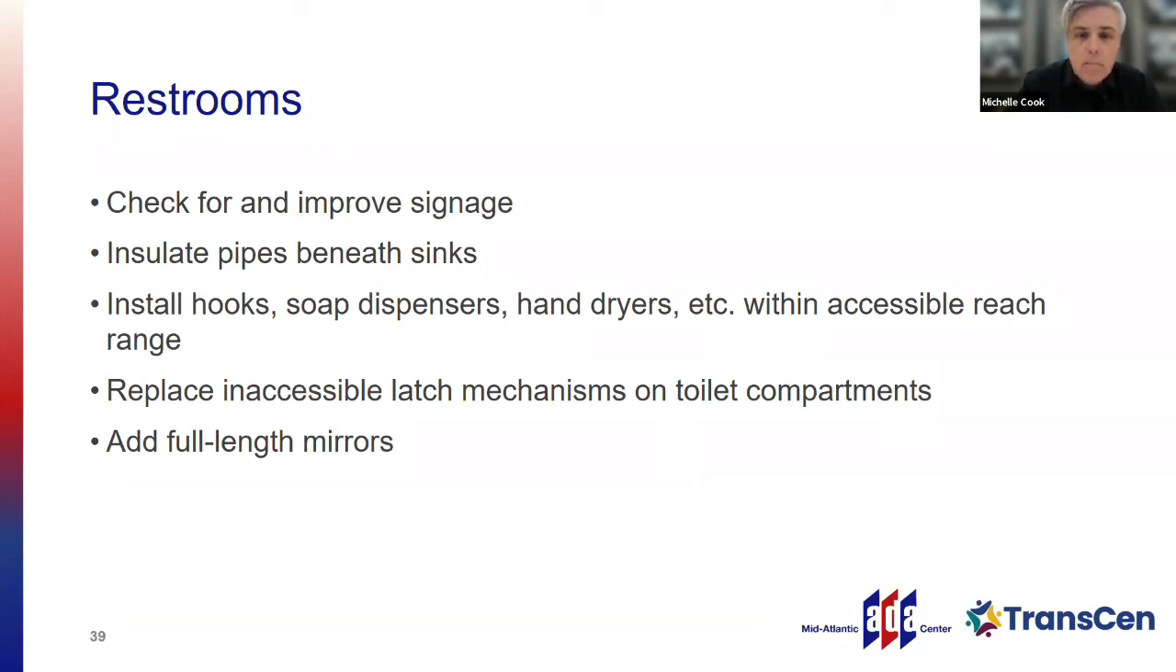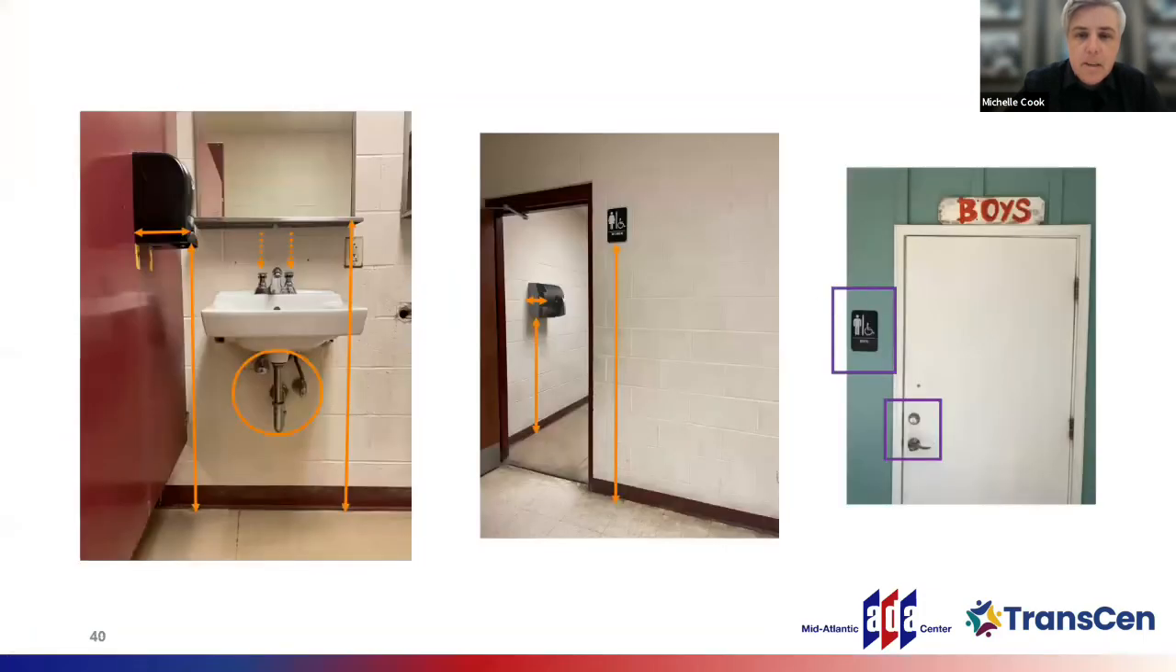Next slide, slide 40. Here's some examples of the good, the bad, and the really not great about restrooms, and pointing out the things that you can easily see on simple inspection in these photos. That's a series of three photos, left to right, of three different images of restroom facilities. The first image on the left shows a wall-mounted sink with a mirror above it and a soap dispenser installed on the toilet stall to the left of the sink.